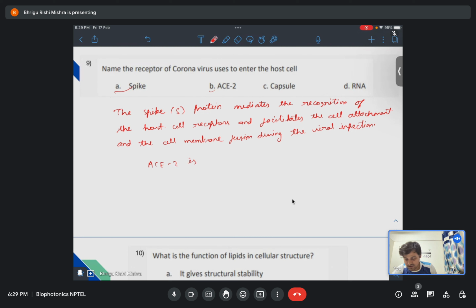And ACE2 is a component related to spike. The spike S has two components, S1 and S2, and ACE2 is bound by either of these S1 and S2. So it is the spike protein which is the receptor the coronavirus uses to enter the host cell.